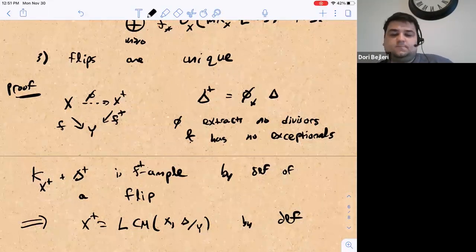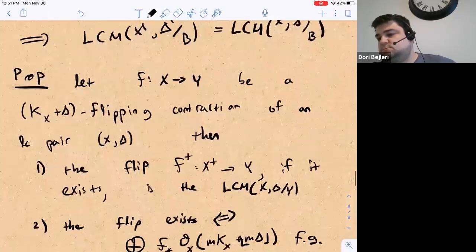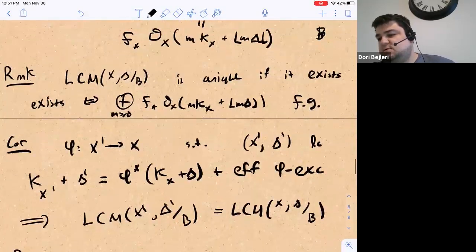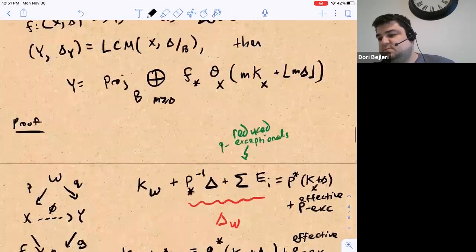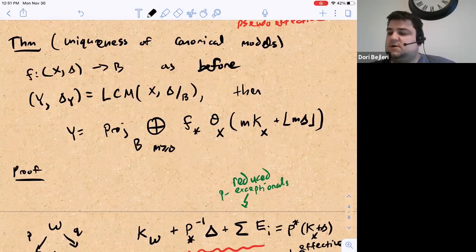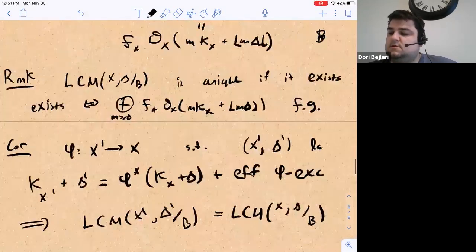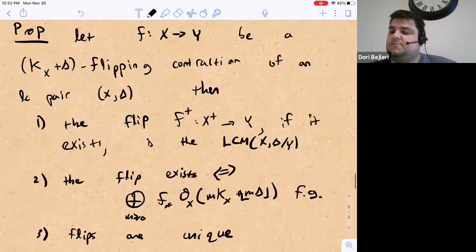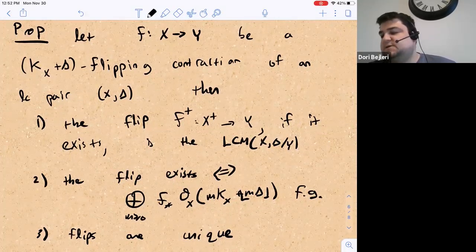And so then from this previous proposition or theorem, we get parts 2 and 3, that the flip is this proj, and so it exists if and only if this proj makes sense, and that flips are unique.